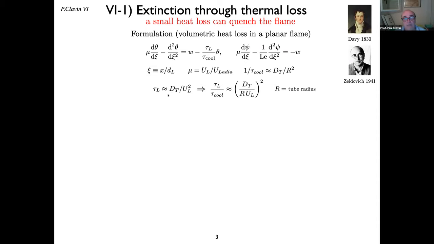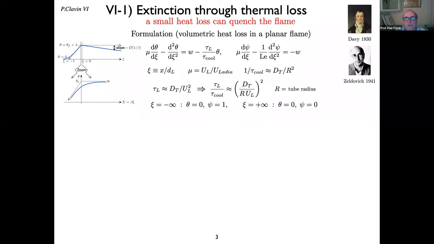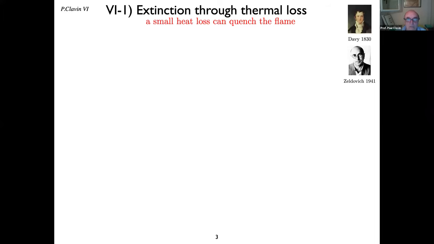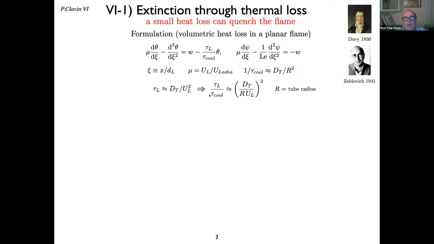Because the transit time of a particle is the ratio of the thermal diffusion coefficient to the square of the laminar flame speed. And because the cooling rate should be proportional to the diffusion coefficient in a tube of radius R, the cooling term toward the cold walls could be of the order of the thermal diffusivity divided by R square.